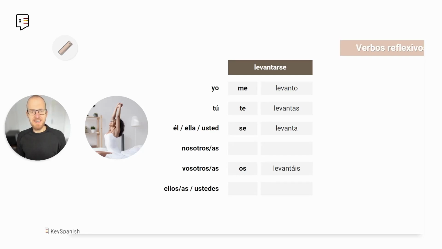Third person would be se levanta. Él, ella, usted se levanta. Nosotros nos levantamos. Vosotros os levantáis. Ellas, ustedes se levantan. Levantarse is to wake up.